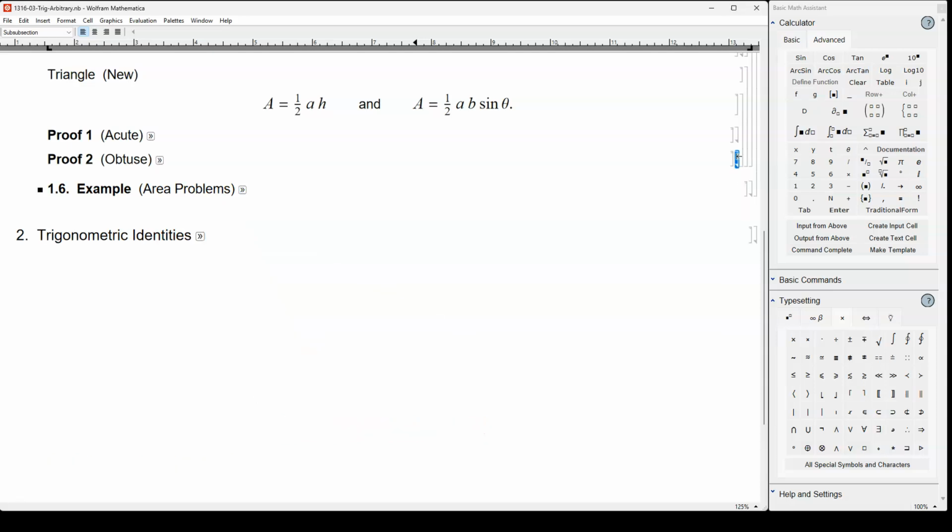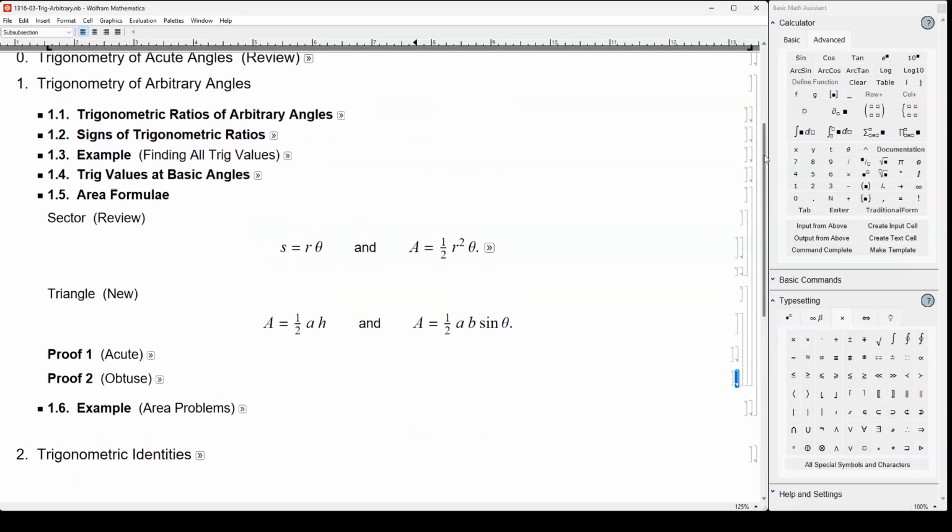So what do you get? We get the area formulas for sectors and triangles. Remember these, and in the next video we'll come back and do some example problems with the areas.